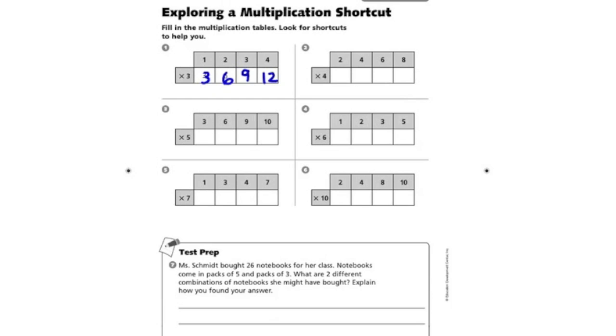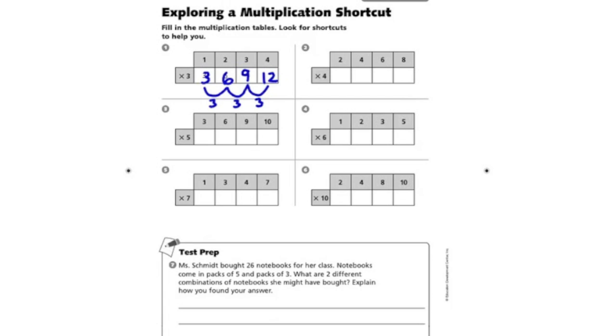If you notice, they are doing some skip counting here. So 3 to 6, 6 to 9, and 9 to 12 all has 3 in between. Let's go ahead and move over to number 2.